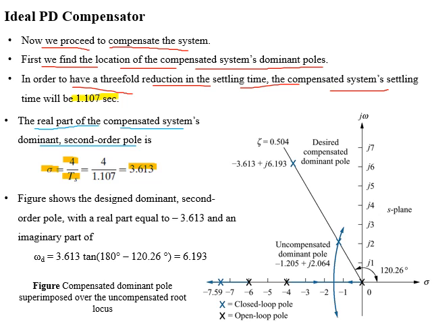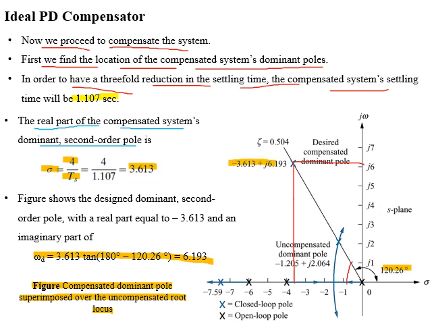Now the real part is equal to -3.613 for the dominant pair of poles, and to maintain the 16% overshoot, these poles must be on the line of constant damping ratio. So we will have a right angle triangle, and the imaginary part for the dominant pair of poles will be equal to 3.613 times the tangent of 180 degrees minus 120.26 degrees, and this will give us a damped frequency of oscillation equal to 6.193.